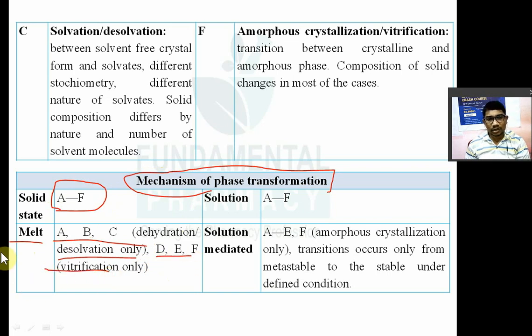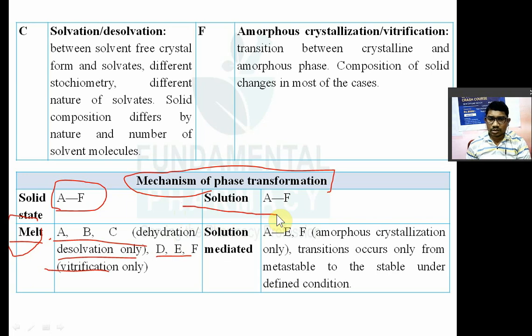So when melting of the compound happens, these are the phase transformations observed in the molecule while the molecule is melting. Phase A, B, C transformations, all three are phases A, B, C. In C only dehydration-desolvation happens, as heat is applied here. And then D, E, F, so all phase transformations occur in melting. If a drug is put in solution, then which phases, which transformation happens?